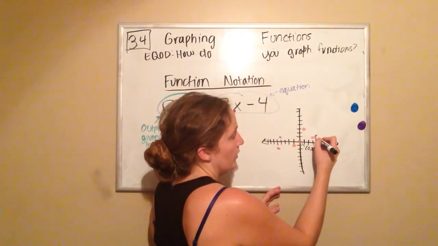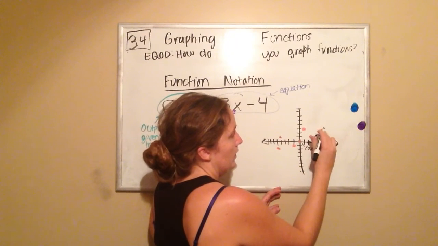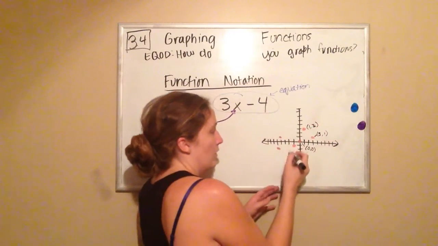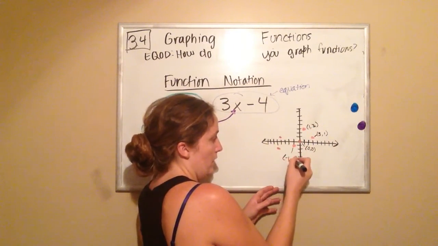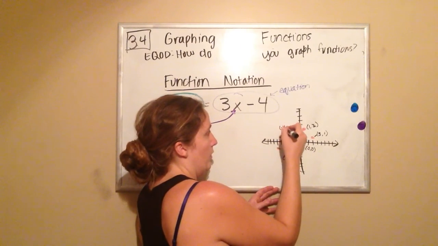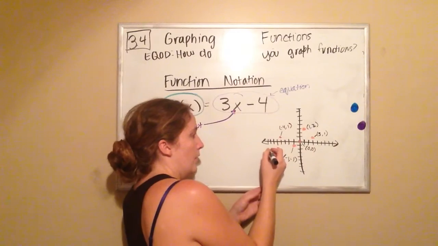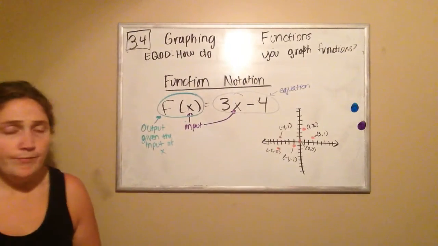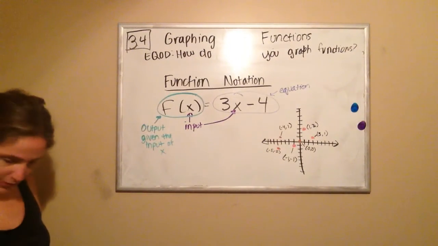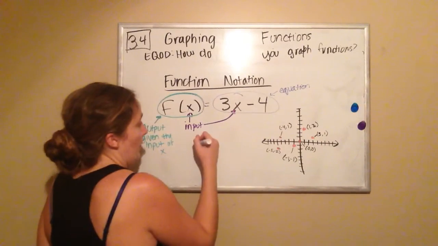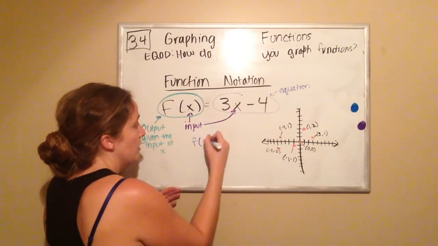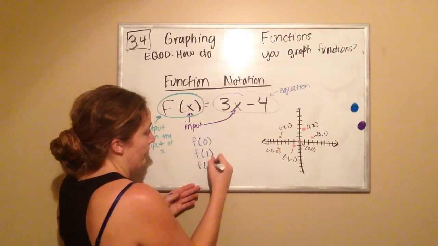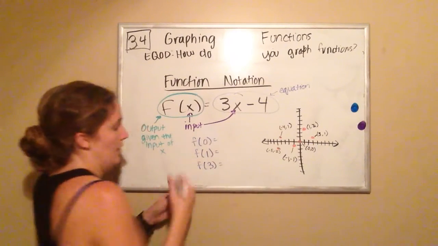So you have 0, 0, 3, 1, 1, 3, negative 1, negative 1, negative 4, 1, negative 5, negative 2. Okay, so you have all the coordinate points there for this graph. I'm going to ask you a couple questions. So we're going to talk about what is f of 0, what is f of 1, what is f of 3, and then a couple more.